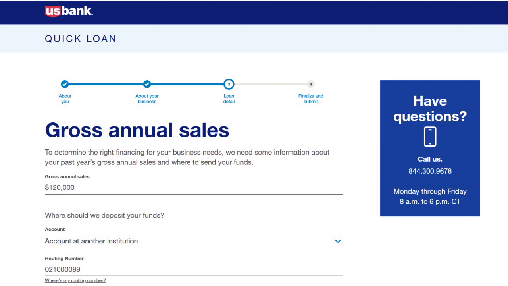So gross annual sales, you have to put those. This is gross. It has to be gross income. So there are several ways to do this. You can look into your statement of profit and loss, your statement of income, right? Your P&L, and you pick the gross revenue. Here we put 120 grand, and they're asking you where they should deposit your funds. So you can say account at another institution. In this case, you put the routing number and the account number.